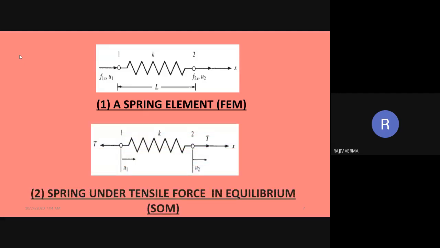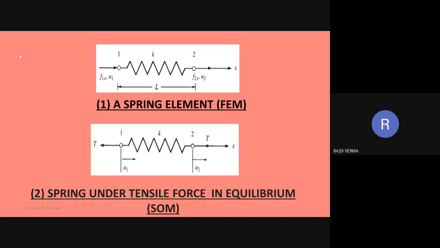Now on the display we have two figures. The upper one represents a spring element when we are talking about finite element. The lower one deals with the same spring element, that is element under tension, but it uses the terminology which is used in strength of materials. So in both the cases, we have two nodes represented by node 1, node 2. We have the same stiffness represented by K, and the deformation at both the nodes happen to be along the same direction.